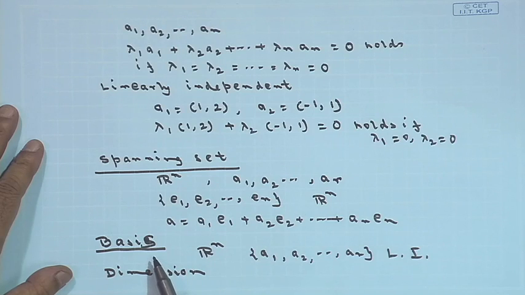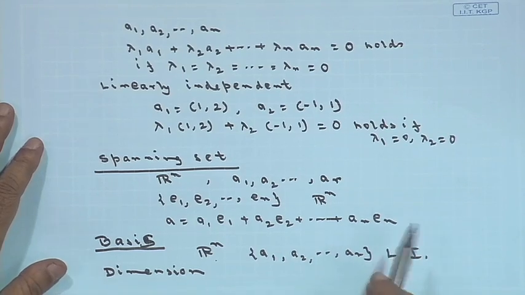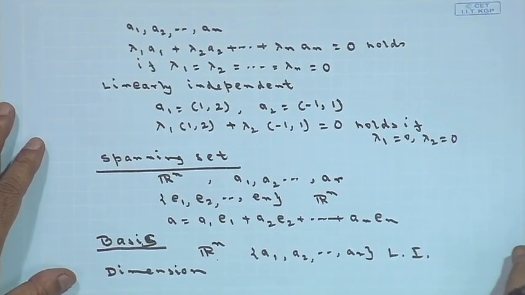So in one word, a basis is nothing but a set of n linearly independent vectors which spans the entire Rn, and the dimension is the number of elements, or the number of linearly independent columns, of that set. Next, we will start in the next class.